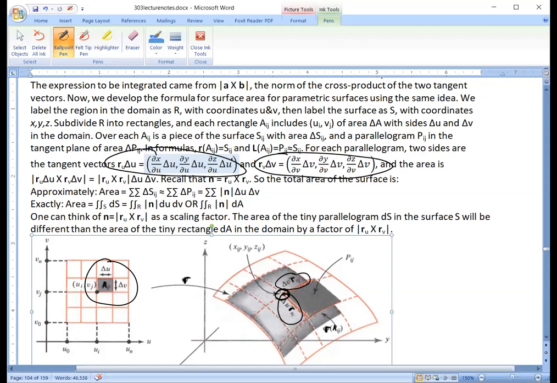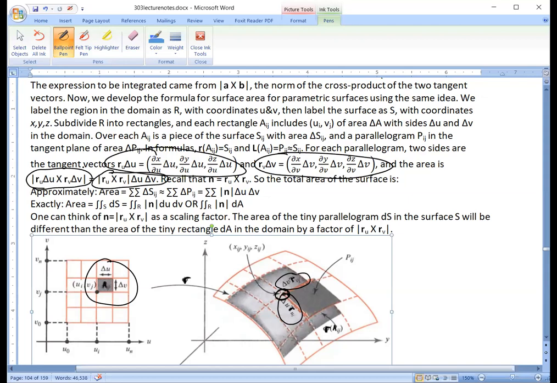So working that out will give you the cross of those two vectors, which is right here. But remember that delta u and delta v are just some constants, so we can pull them outside of the magnitude of the cross product. So finally we get this: the magnitude of dr/du cross dr/dv, and then all that times delta u delta v.